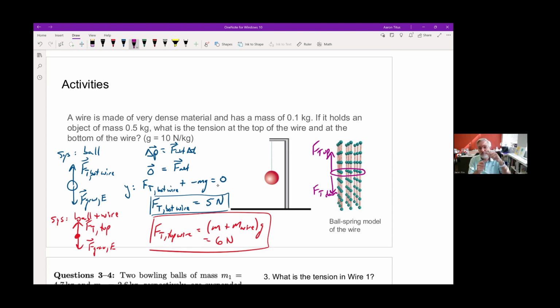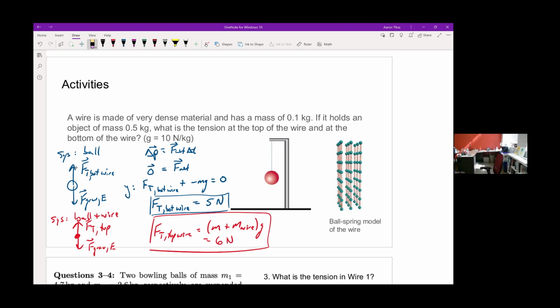And well, a string may be slightly different, but that's why we use a simple ball-spring model. The other thing, when you think about your system here, if you're getting the tension in the wire, you can imagine the top layer of the wire being the system that you use.